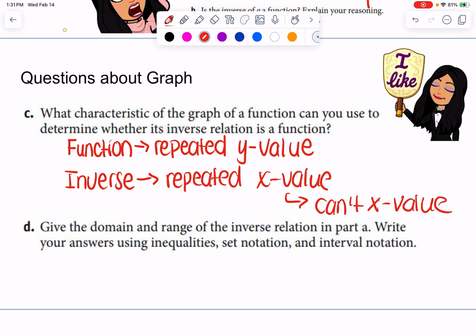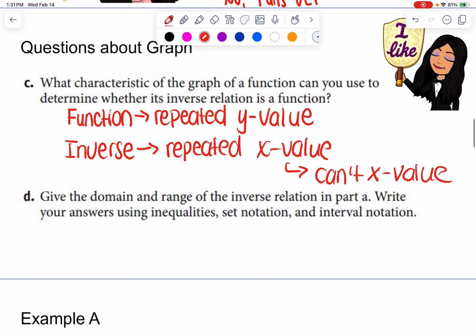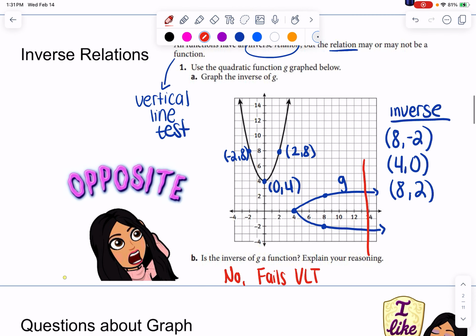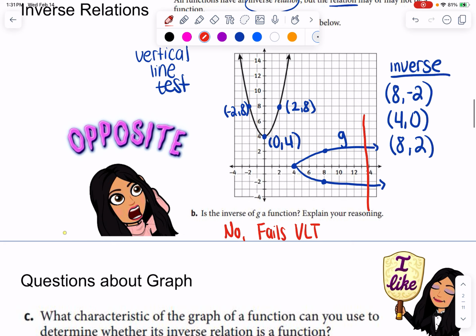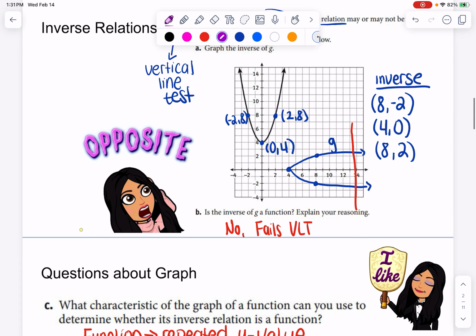So we're just kind of noticing patterns with that, okay? Part D says, given the domain and range of the inverse relation in part A, I'm just going to write the two different ways, which are inequality and interval notation. Don't worry too much about set notation, okay? Let's start off with this function right here.